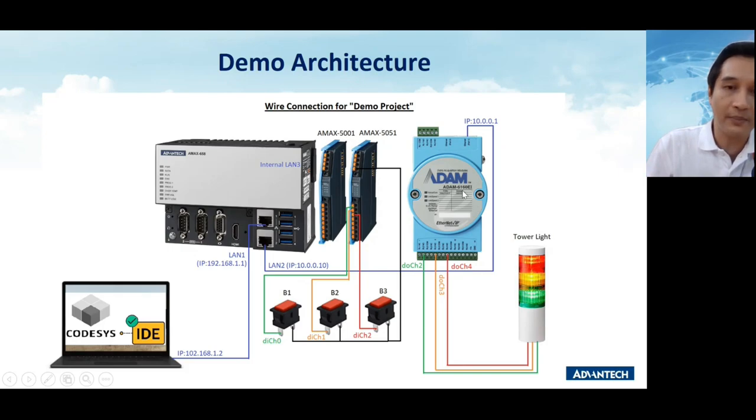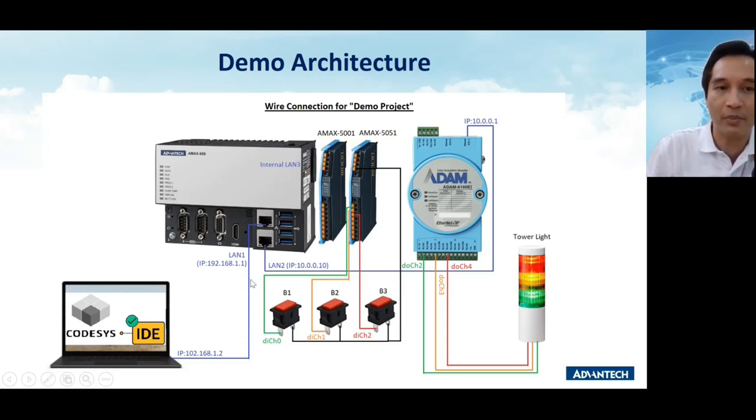So this is the EtherNet/IP to be simulated. I'm using three switch buttons. Each switch button will trigger a tower light signal. If I press DI channel zero, which I'm drawing as green, it will trigger the tower light signal, the green color, and you can see it individually in the next slide. I will share more on how I create the project and how to simulate all this IO. If you look at this architecture, you will see that this is our hardware.